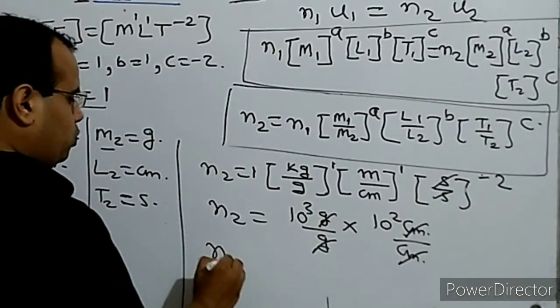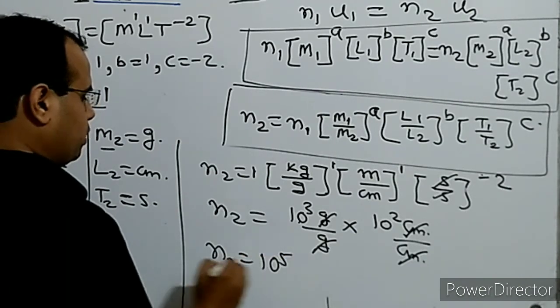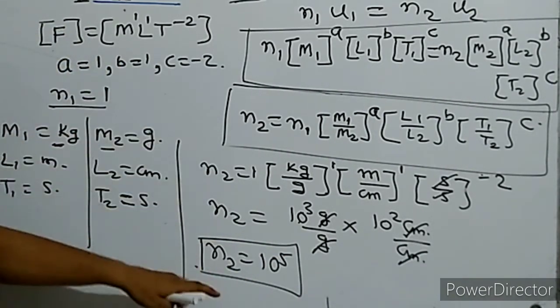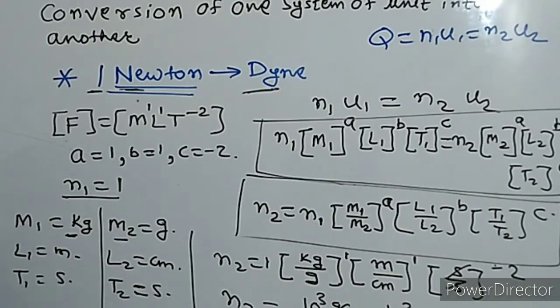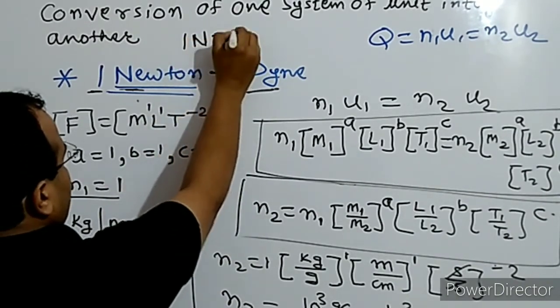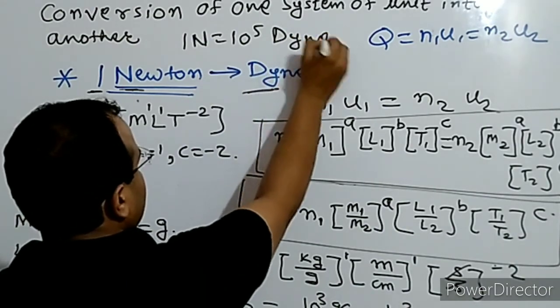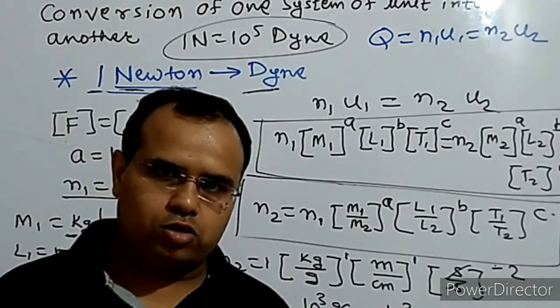Now you have N2 is equal to 10 to the power 3 into 10 to the power 2, which will give you 10 to the power 5. What does it mean? That the numeral value of force, one Newton force in dyne, would be 10 to the power 5. So you can write 1 Newton is equal to 10 to the power 5 dyne. This is how you can convert Newton into dyne. I hope it is clear to you. Thank you.